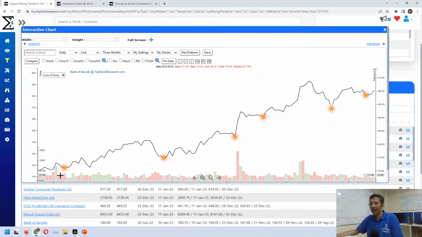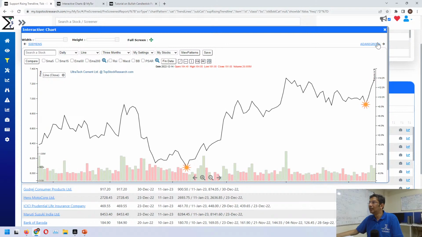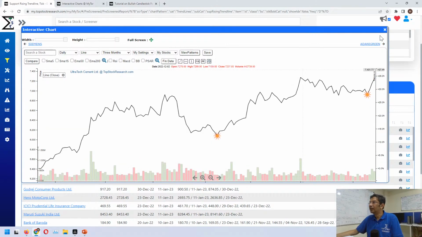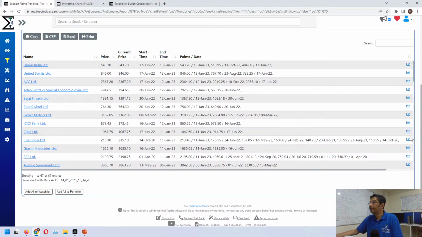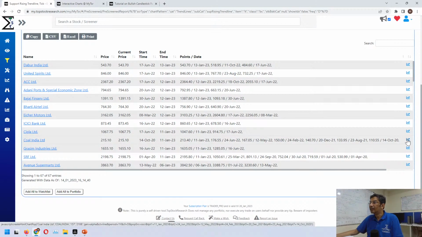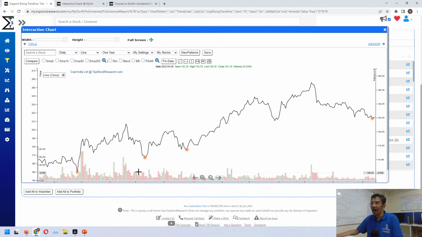So what we have seen is price moves in trend, and the trends keep on changing. Let me go into some better tick. We are already on daily ticks. Let's see the long-term chart. Somebody mentioned Coal India, and for some reason it has come up again. It is in a nice uptrend.